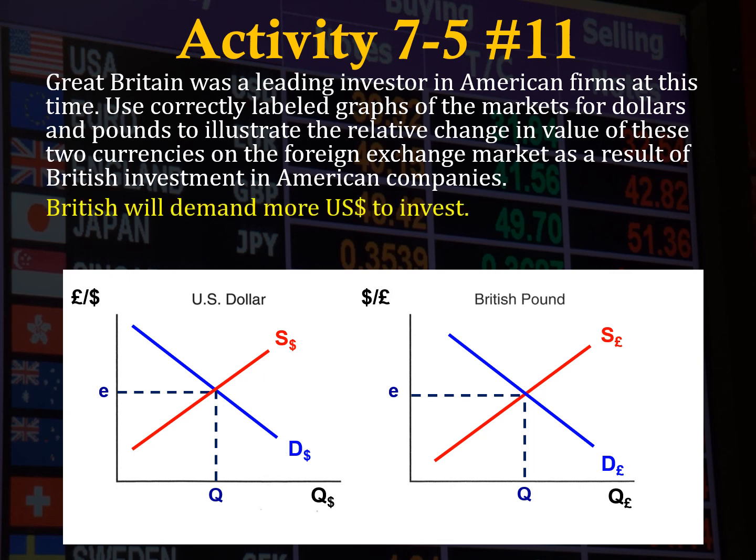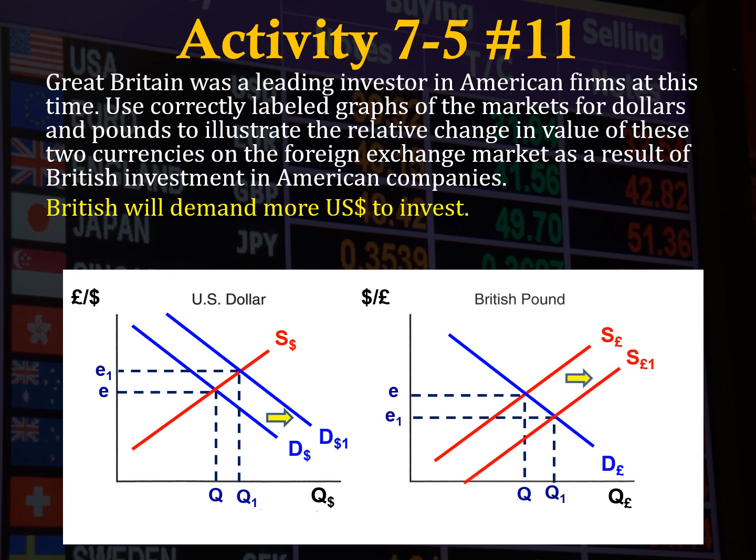So that means to invest more money in America, the British will demand more dollars. So that's going to increase the demand for US dollars, strengthening the dollar. To get those dollars, they need to supply more pounds. That's going to lower and weaken the pound. So as a result, the dollar appreciates and the pound sterling depreciates.